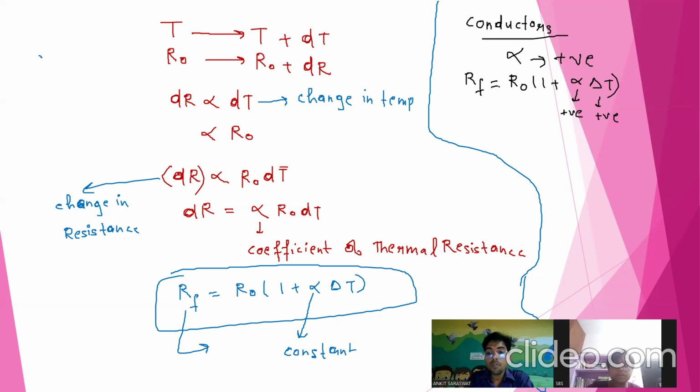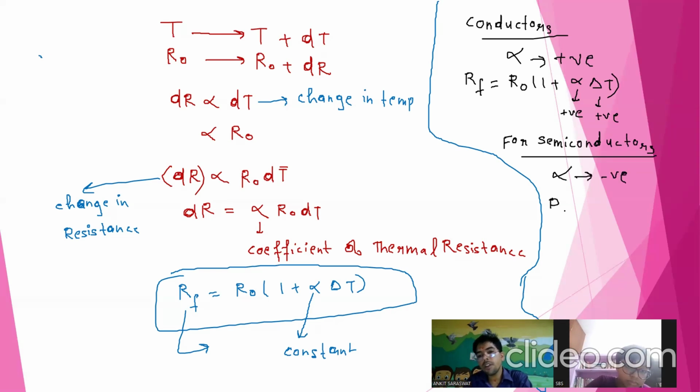Clear? Any doubt? Now for semiconductors, this coefficient of thermal resistance alpha is negative. That is why, on increasing the temperature, the resistance of a semiconductor decreases. That is what you have learned. If alpha is negative and delta T is positive, then the RF value, the value of resistance at final temperature, decreases on increasing the temperature for a semiconductor, because its alpha is negative.